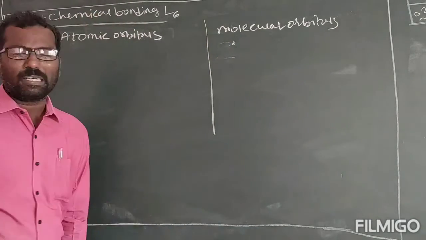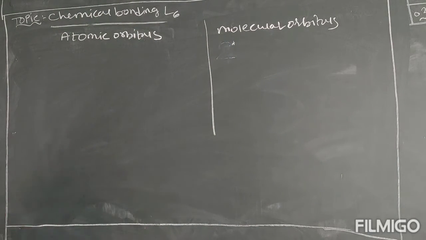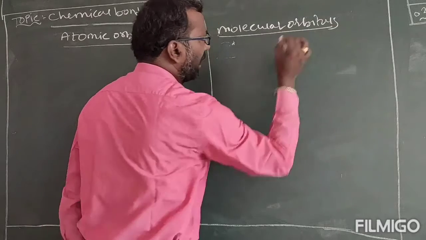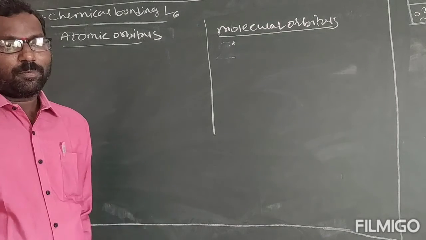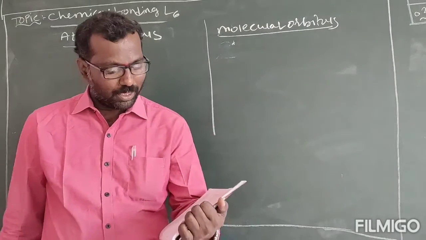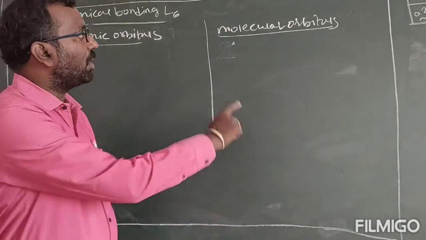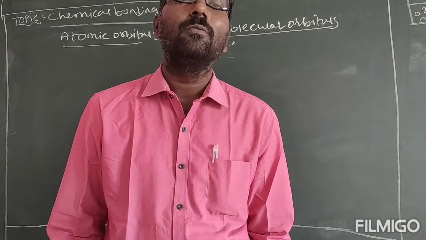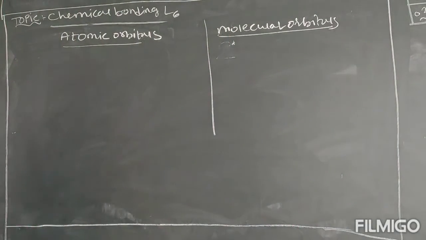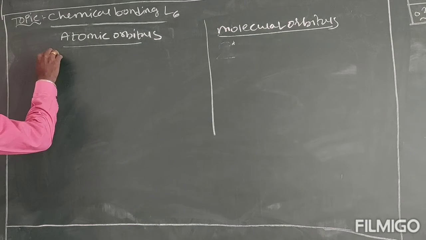What are the major differences you can observe between atomic orbitals and molecular orbitals? In atomic orbitals, electrons of both atoms participate, but they are influenced by the nucleus of only one atom. That is the major condition here. In an atomic orbital it is influenced by only one nucleus, whereas in a molecular orbital, the electron is influenced by the nuclei of both the atoms. That is the main one.